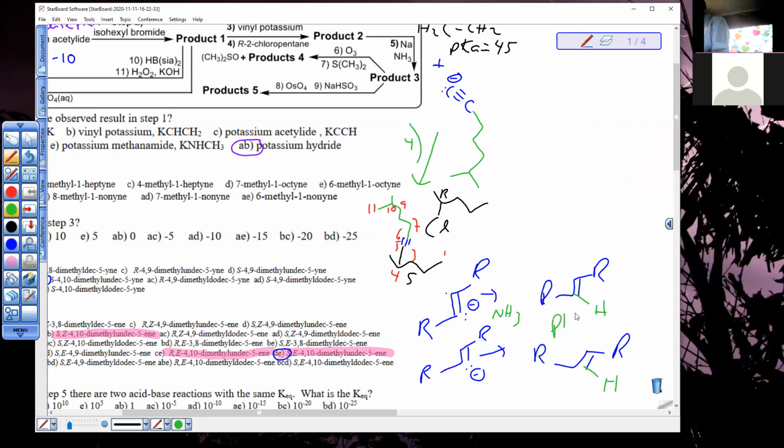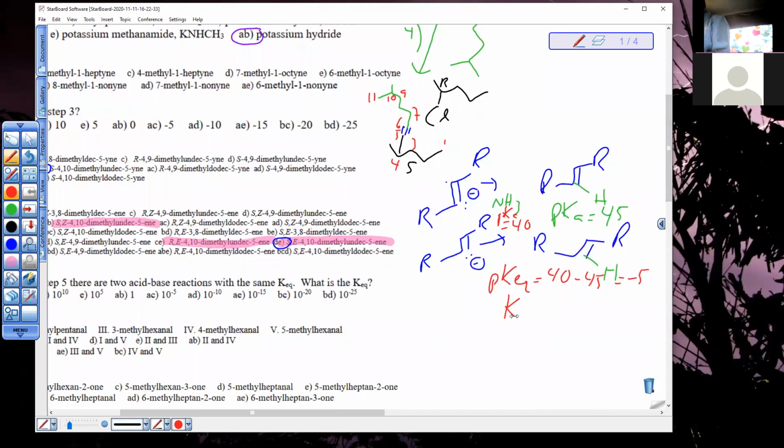The key thing is we have a pKa of 45 from something that had a pKa, ammonia, pKa. Oops, no. Yeah, sorry. pKa of the reactant is 40. pKa of the product's 45. pKeq, 40 minus 45, -5, but we're not asked for pKeq. We're asked for KEQ. 10 to the negative 5. Pick the answer that's 10 to the 5. Got it.